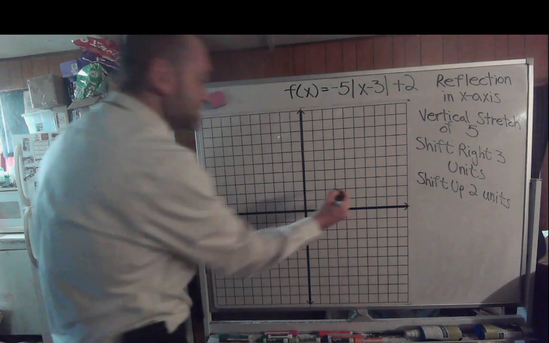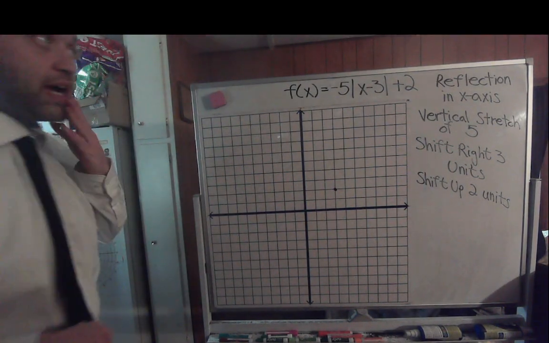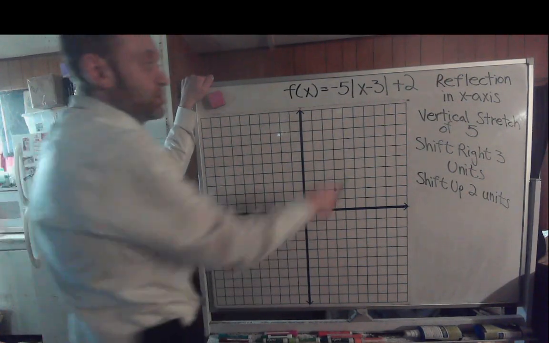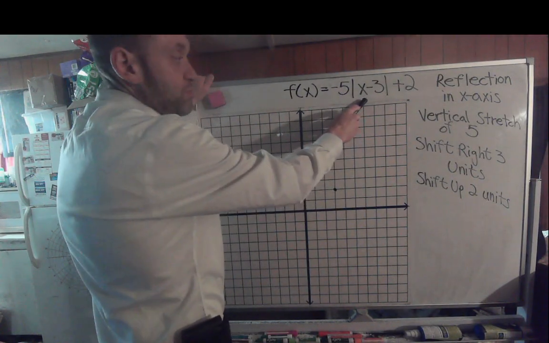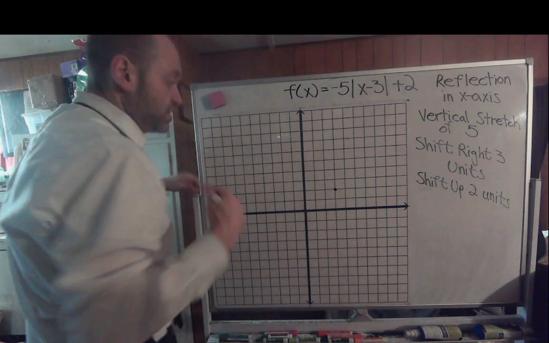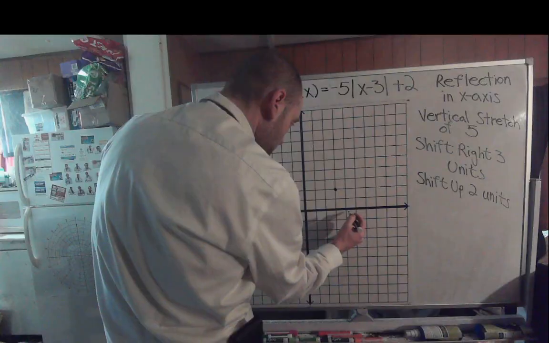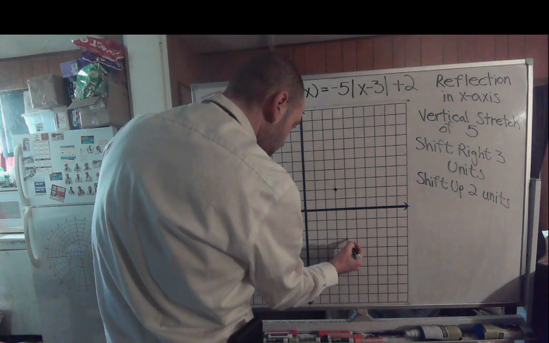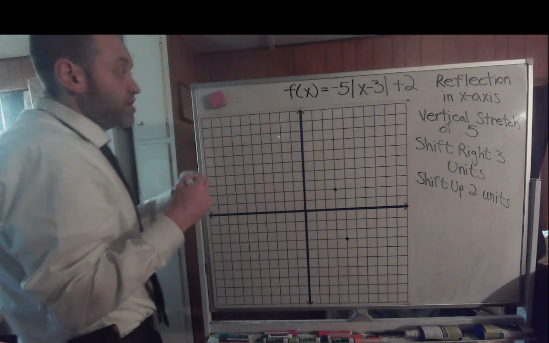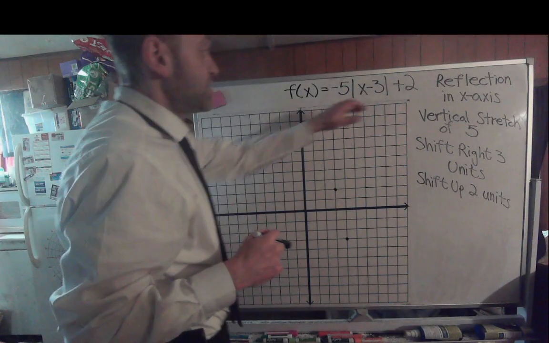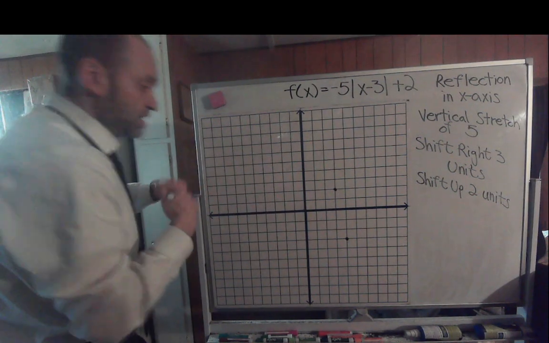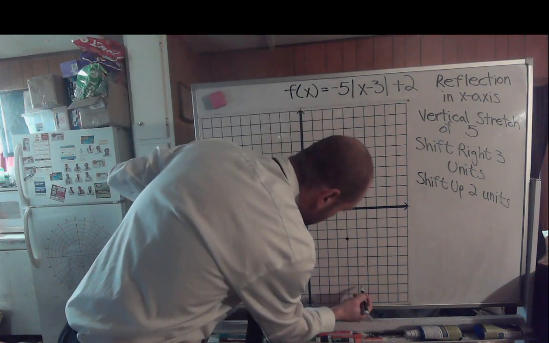There's the vertex. Now, let's put in some values. When x is 4, the absolute value of 1 is going to be 1 times -5. That's -5 plus 2 is -3. And let's see, if we put in 5, 5 minus 3 is 2. Well, negative 5 times 2 is negative 10 plus 2, that's negative 8.